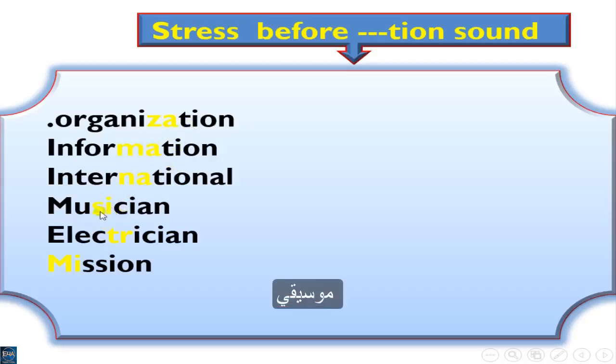Musician. Stress here, Z. Musician. S-I like Z. Musician. So the C-I-A-N, shan sound. Electrician, shan sound, C-I-A-N, shan. So here, stress on electrician, stress this part. Electrician. Mission, shan sound, S-S-I-O-N, shan. I stress here on mi.